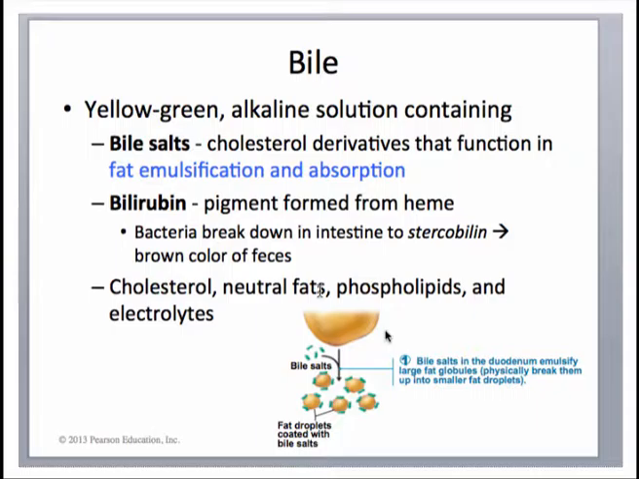What bile contains are really just cholesterol, some neutral fats, and then also phospholipids and electrolytes. And what it's showing here is taking this big fat droplet and then breaking it down into smaller fat droplets.